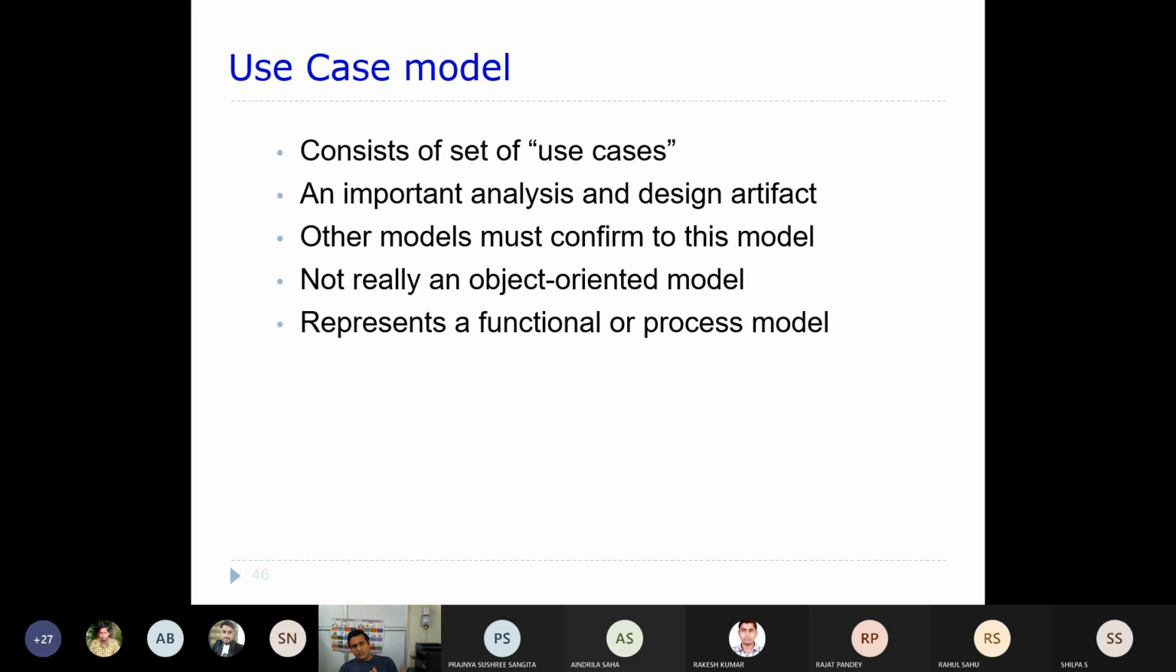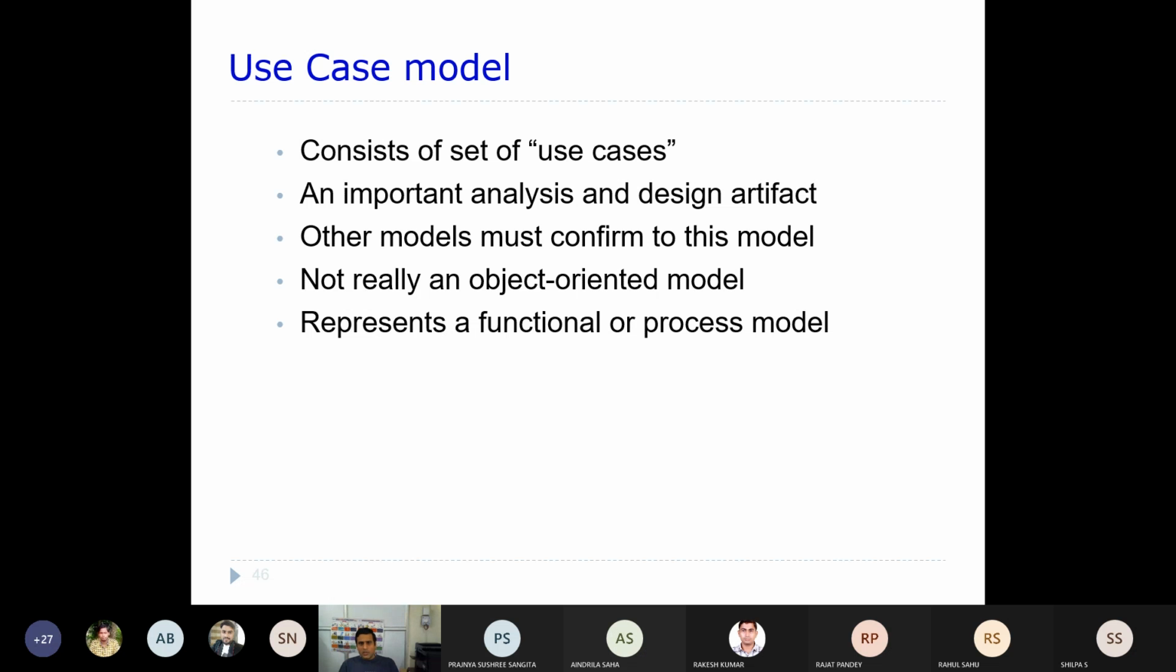If we take a bank ATM machine, whenever a user goes to an ATM machine, what are the different ways he can use it? One way may be that he can withdraw money from his account. The other way is he can transfer money from his account to somebody else's account. The third one is he can deposit money into his account. These are the different ways the user is going to use the system, and that is what we capture through a use case model.